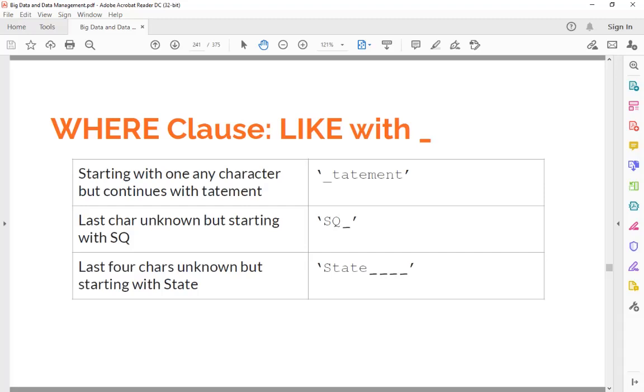The last four characters unknown, but starting with state, there will be state underscore underscore underscore underscore. And you see that we have this 4 underscore here, and this fits into exactly four characters.